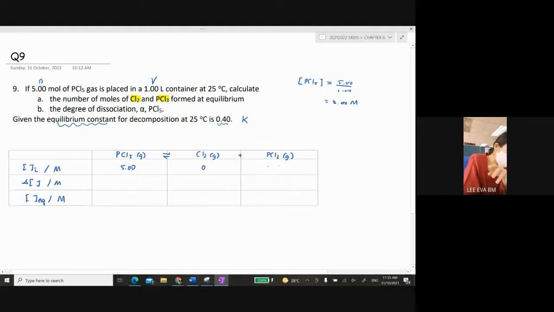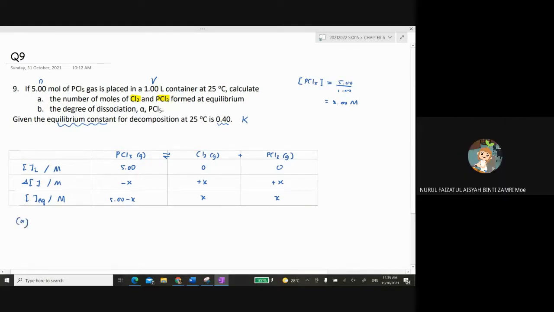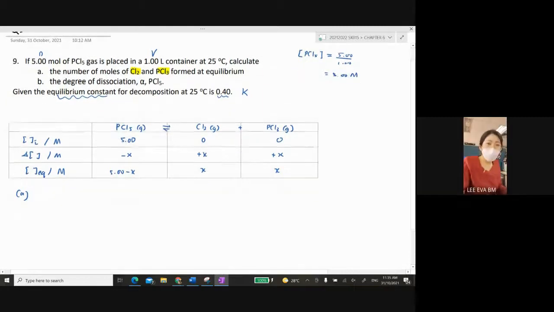And then at the beginning, you don't have anything from the product. So according to the balanced equation, we need to minus x for the reactant. We will plus x for the product. Because the stoichiometry ratio is 1, everything is just using one single x. Then we can find out 5.00 minus x, and then for Cl2 x, for PCl3 also x. So sampai sini boleh ikut? Boleh, madam. Okay.